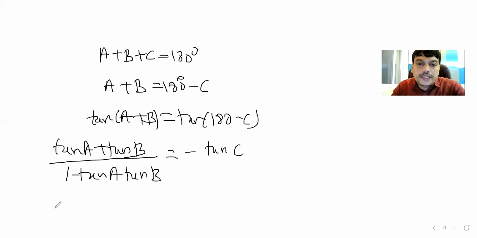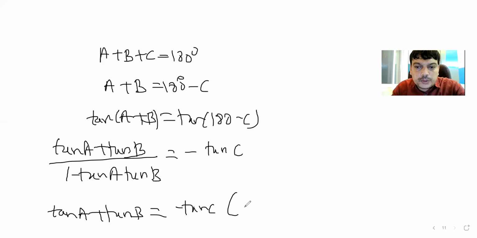Now if you cross multiply, you can also write this as tan A plus tan B equal to, so minus tan C multiplied with 1 minus tan A tan B. So this denominator cross multiplies.